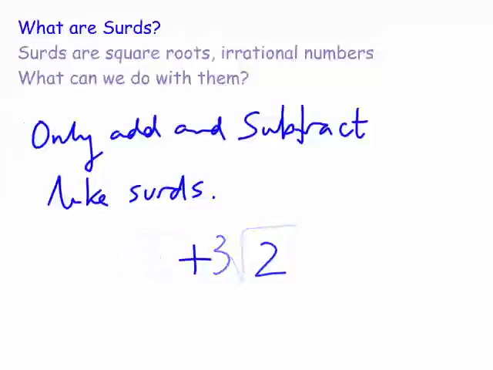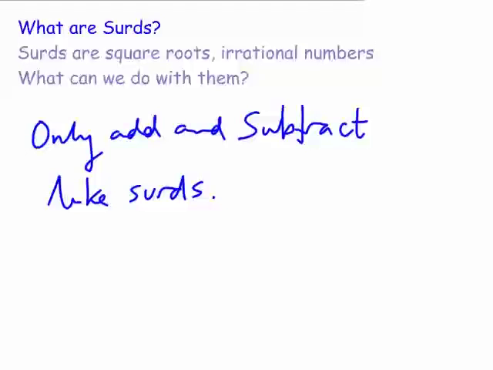So in a lot of ways, surds add and subtract a little bit like algebra, as long as the letters are the same, or the letter combinations, remember, in algebra are the same, we can add and subtract them. So in algebra we can only add and subtract like terms, but with surds we can only add and subtract like surds. Now let's have a look.